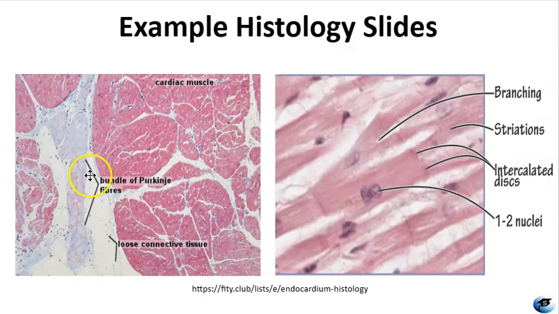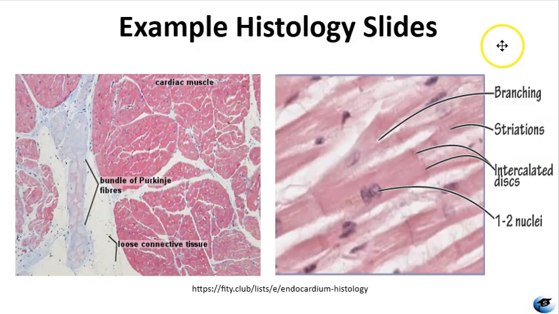Your Purkinje fibers are here. They are going to appear larger and paler than the surrounding muscle fibers because they contain fewer proteins. And they often have two nuclei, and they are conducting electrical impulses, not generating force. So they're not going to be like these big, thick cardiac muscles. They're a lot smaller, they're paler, they have less protein. They're used for conducting electricity. They're also embedded in loose connective tissue just beneath the endocardium.